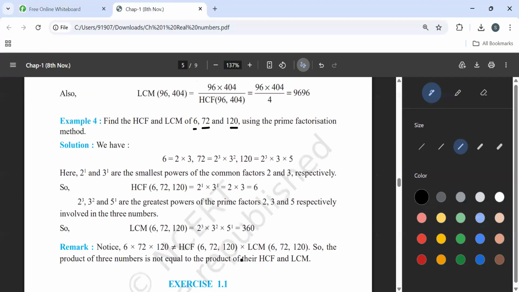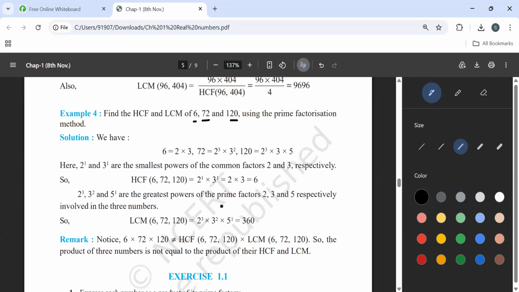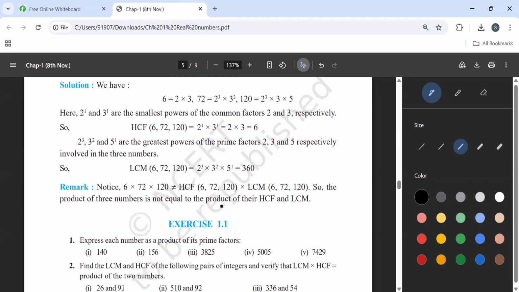Okay. I hope you understood. We will start with the exercises in the next class. So in the next class, we'll understand more about prime factorization and also new concepts, and we will solve even more questions. Okay.